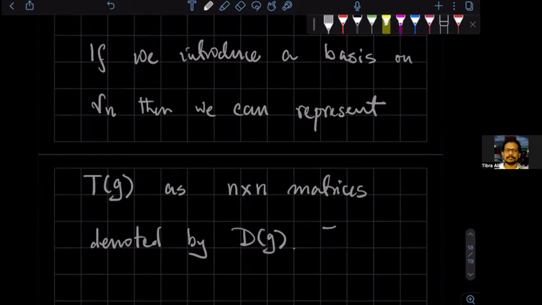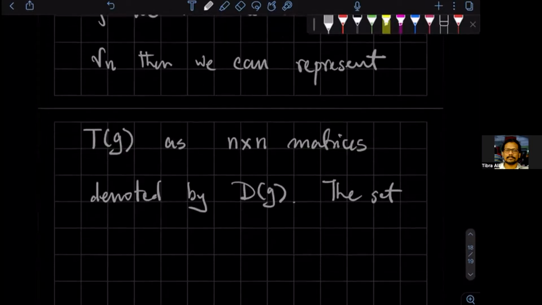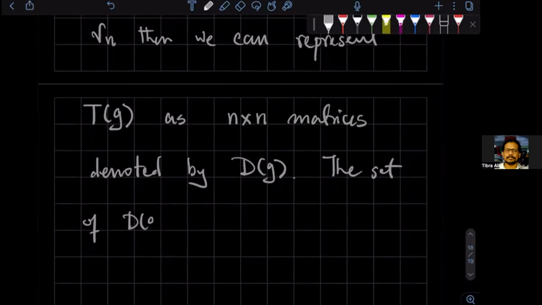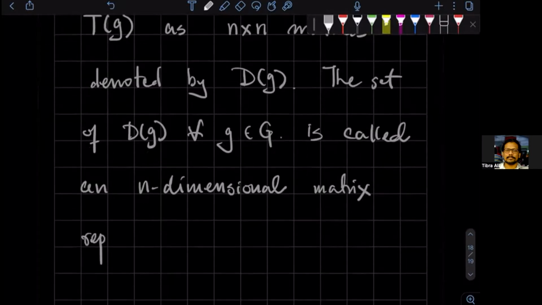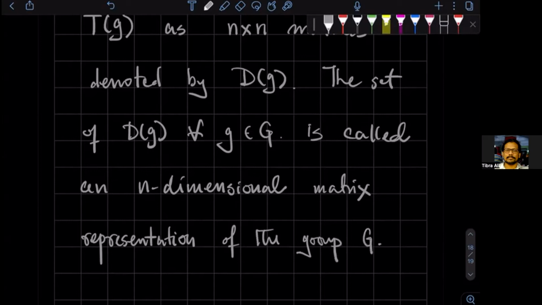Okay. And the set of these matrices D of G for all G in the group, this set is called an n-dimensional matrix representation of the group G. Okay.